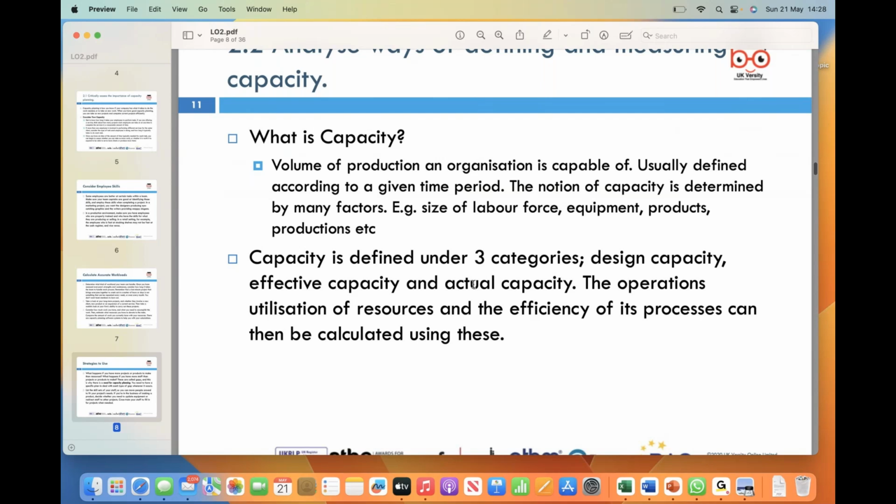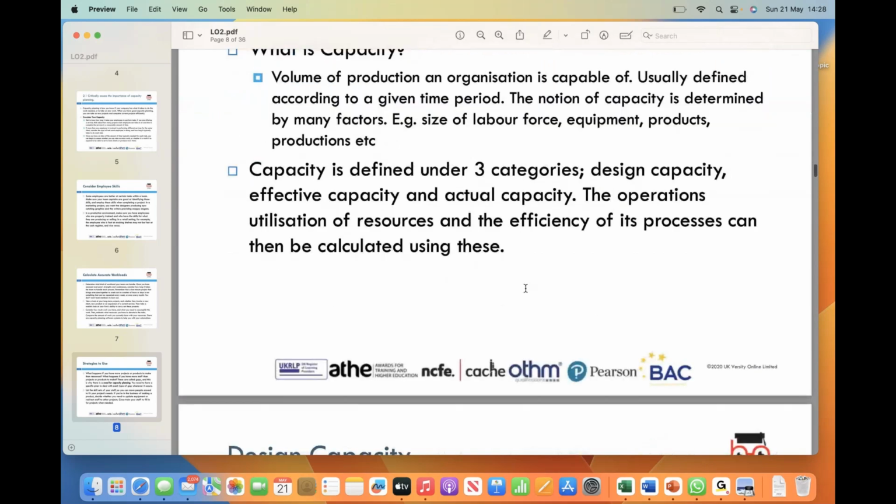So the last one is actual capacity, the production volume that an organization achieves in reality. It considers both planned and unplanned downtime, such as equipment breakdowns, supply chain disruptions, or unexpected events that impact productivity. For example, a fire at your workplace. Actual capacity provides insight into the organization's performance and highlights any gap between the designed and achieved capacity level.